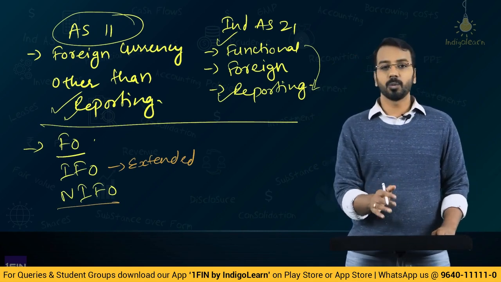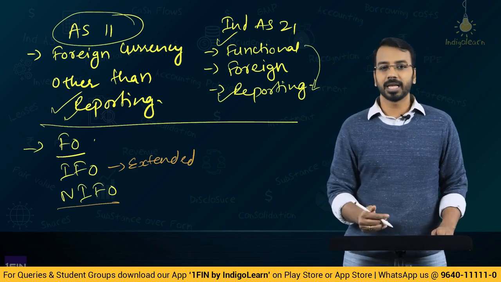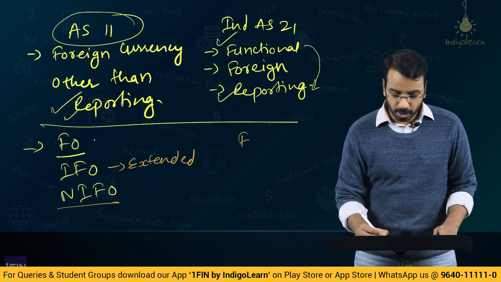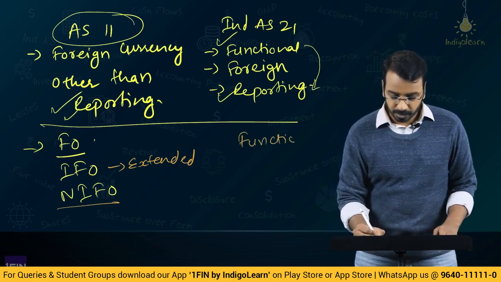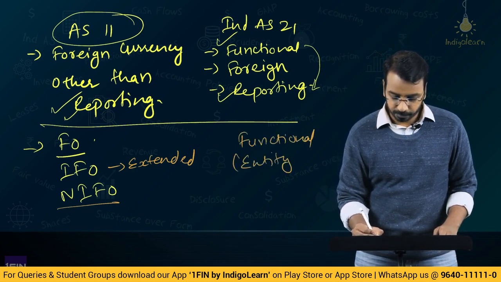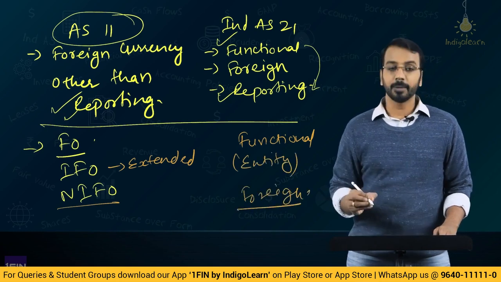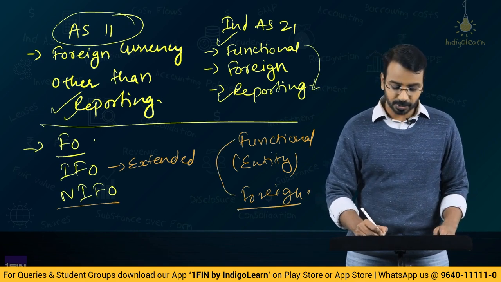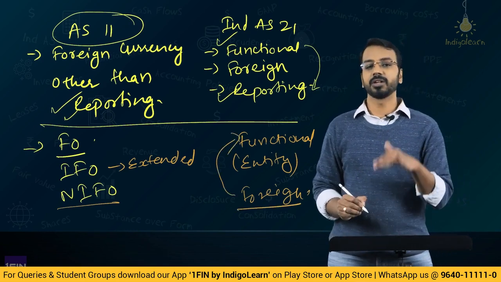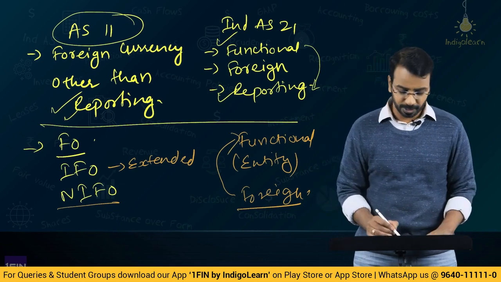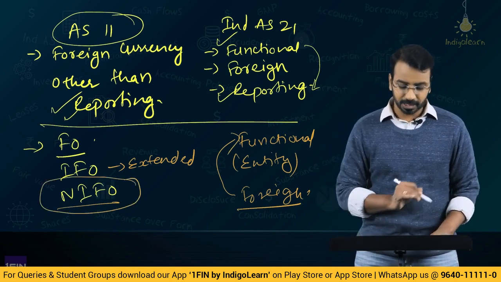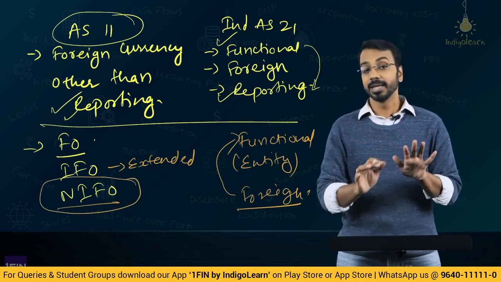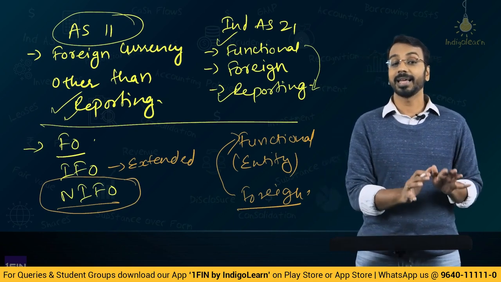When you come to Ind AS 21, you don't look at IFO or NIFO, you just look at what is the functional currency of the entity and what is the foreign currency. Okay. Now, if the foreign operation has a foreign currency, you apply the translation principles and convert everything into the functional currency. The result of this will be something similar to what we get under NIFO.